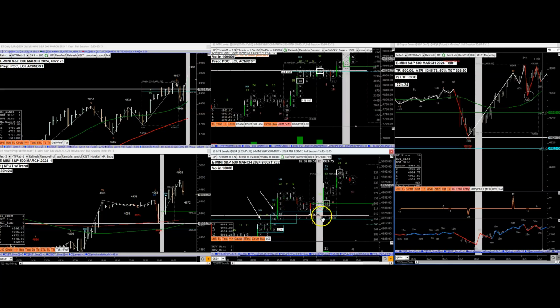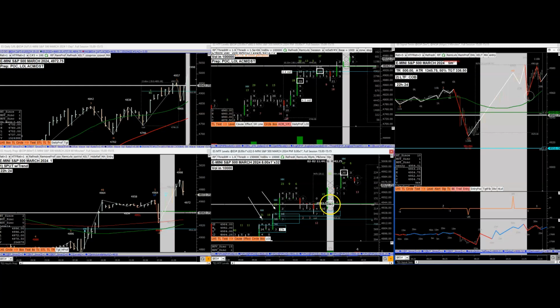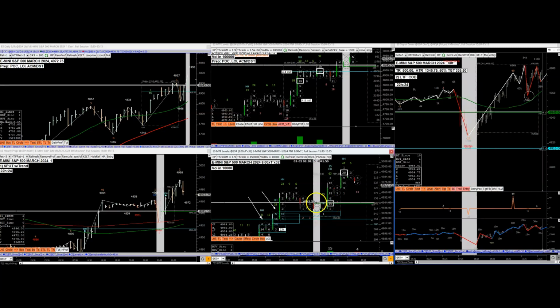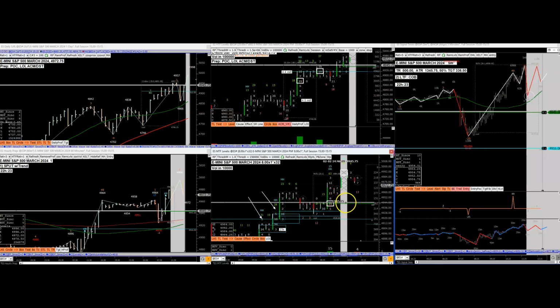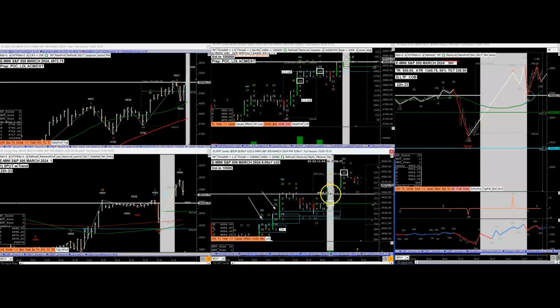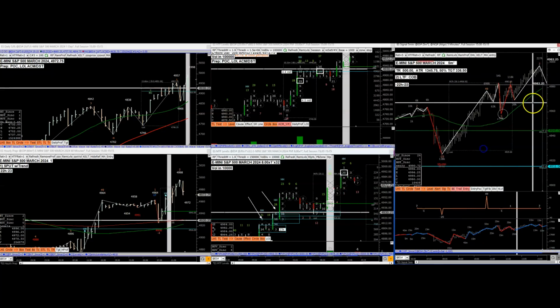Anyway, here what I'm showing you is you have a 5, you have a 16. That's 160,000 contracts untested. Above that, you had 130, and look what happened. When it got tested, it made a high. That's what happened here.